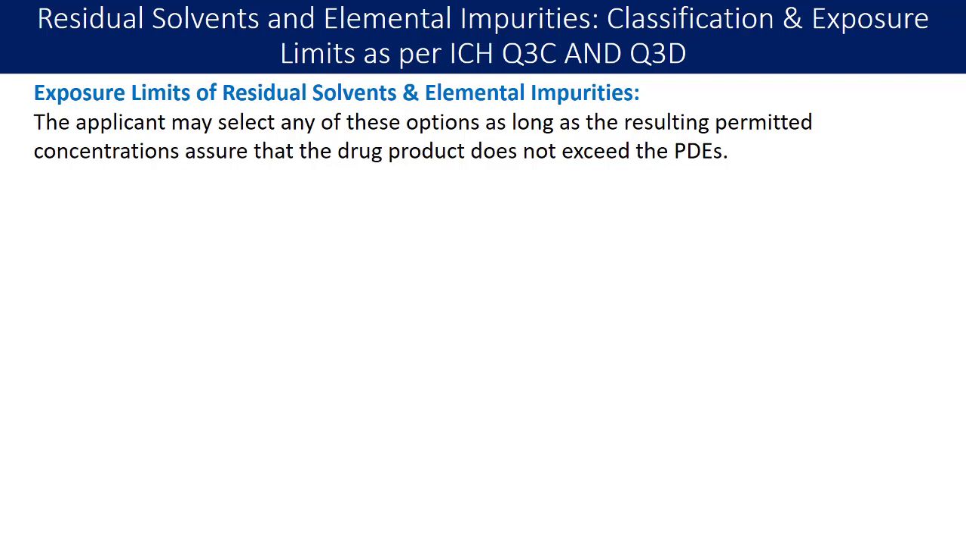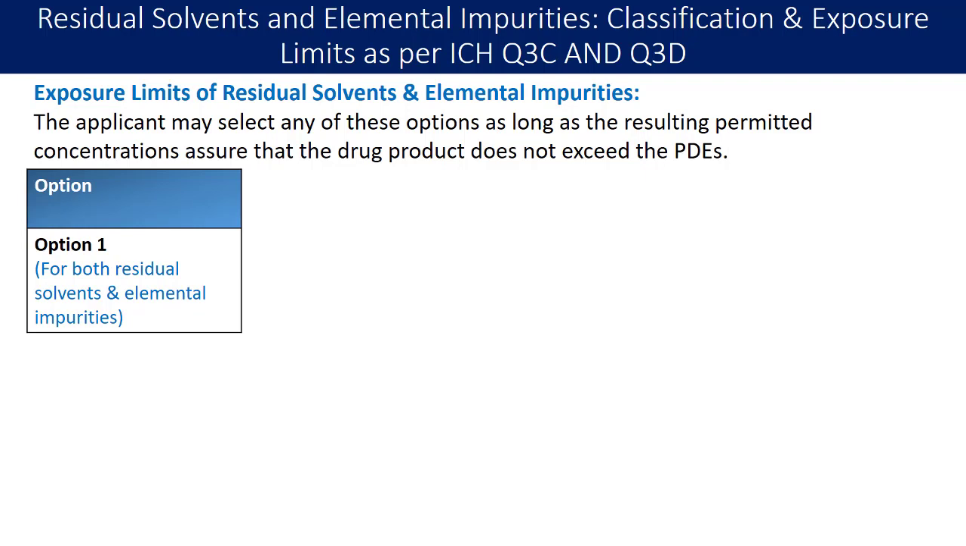I will talk about option 1, 2, and 3, especially for residual solvent and elemental impurities. You can use any one option, provided you meet the permitted daily exposure criteria. At any given point, your PDE values should not be crossed. That is the only requirement. Let us begin with option 1 now.